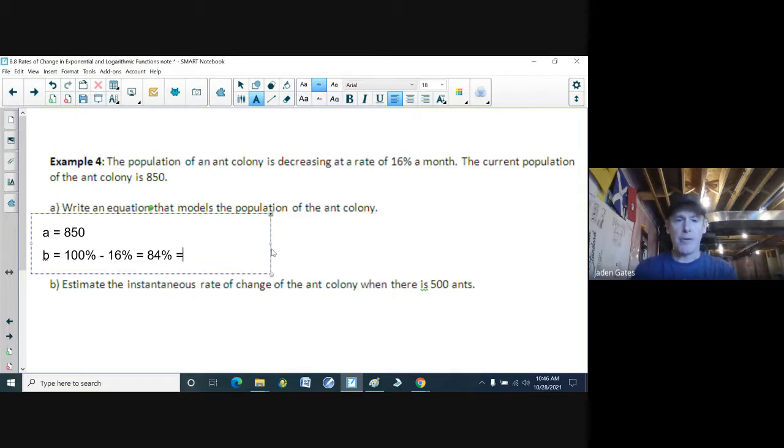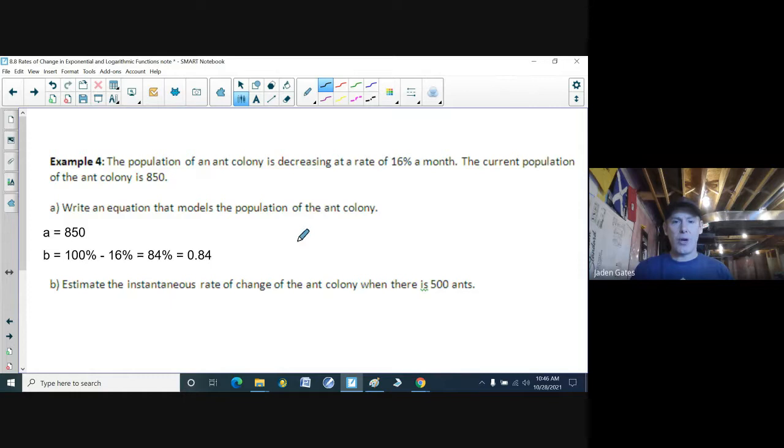And as I mentioned before, percent is useless to us in terms of calculations. We actually need to convert it to a decimal. So I divide by 100 and I get 0.84. All right, so now I can write down the equation.